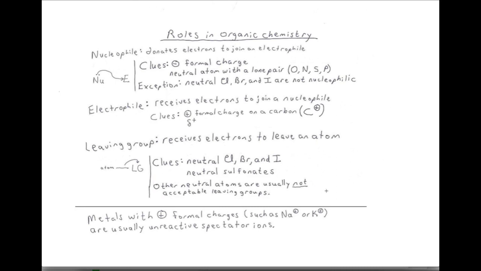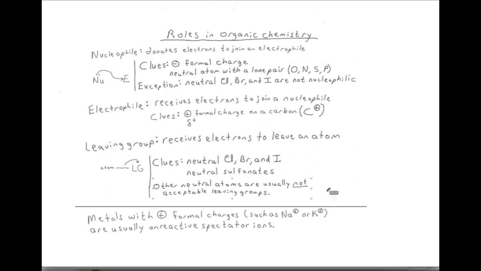Now there are some important exceptions. Neutral chlorine, bromine, and iodide are good leaving groups, and neutral sulfonates are good leaving groups. But other neutral atoms are usually not acceptable leaving groups. That goes for oxygen. Neutral oxygens are usually not acceptable leaving groups. Now there are some important exceptions to that. For example, a neutral oxygen in a sulfonate is a good leaving group, but ordinary neutral oxygens are usually not acceptable leaving groups.